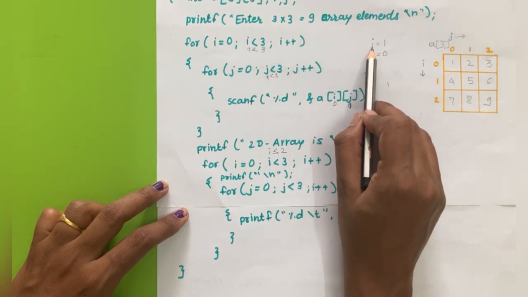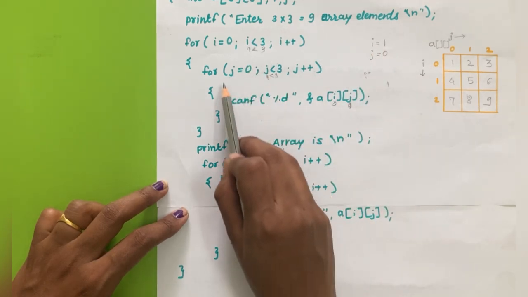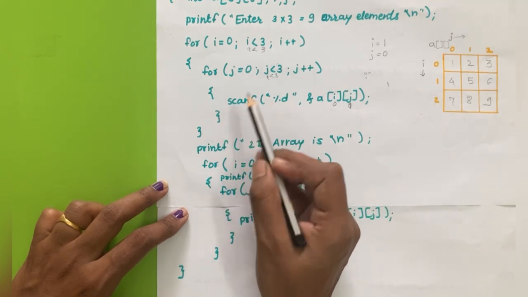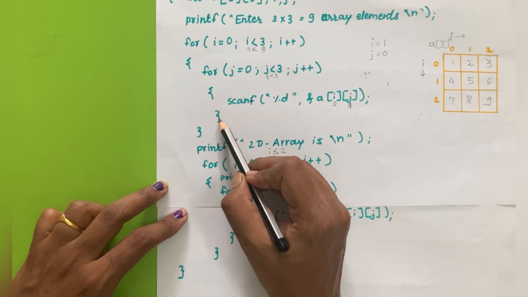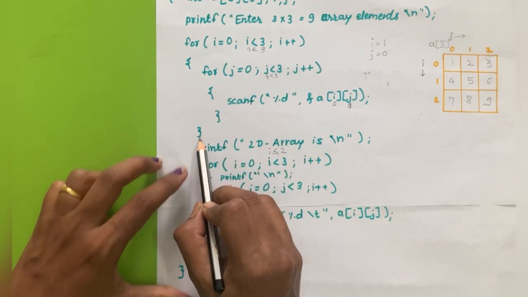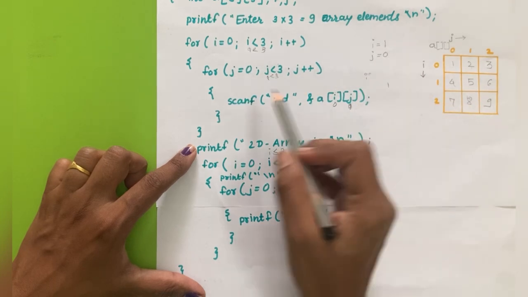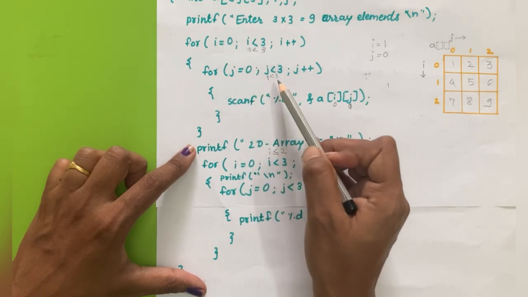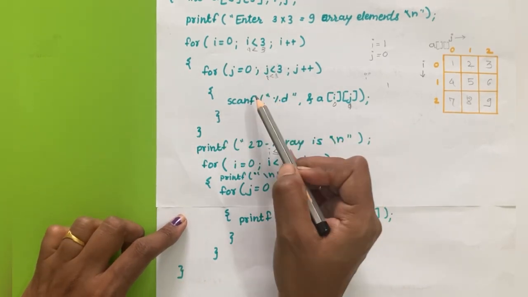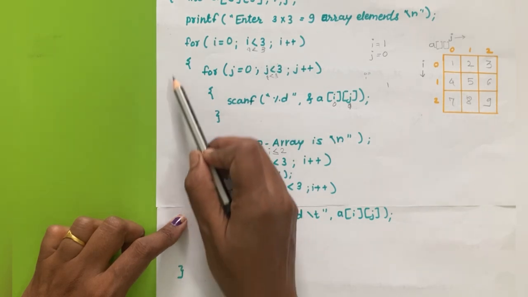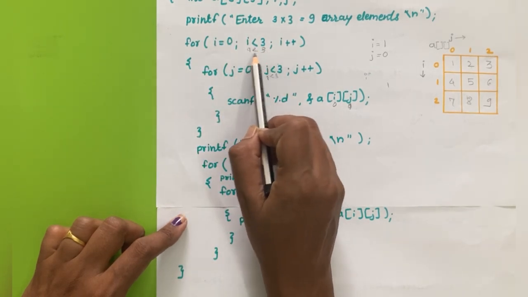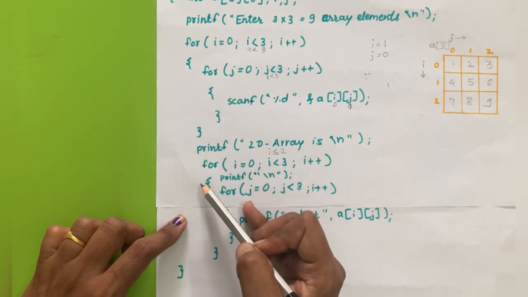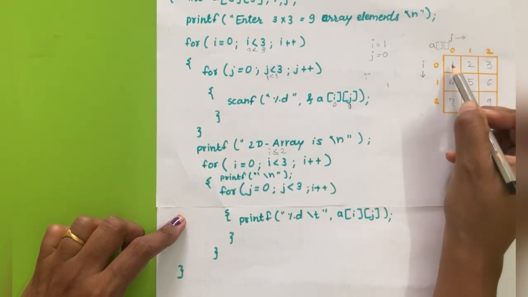For the value of i equal to 1, this j loop will be repeated 3 times, that is for the values 0, 1 and 2. When the value of j becomes 3, it will come out of the j loop and i will get incremented to 2. For i equal to 2, this will again be repeated 3 times, and then i will be incremented to 3. 3 is not less than 3, so the condition is not satisfied and it will move outside the i loop. Now we have accepted a total of 9 elements.